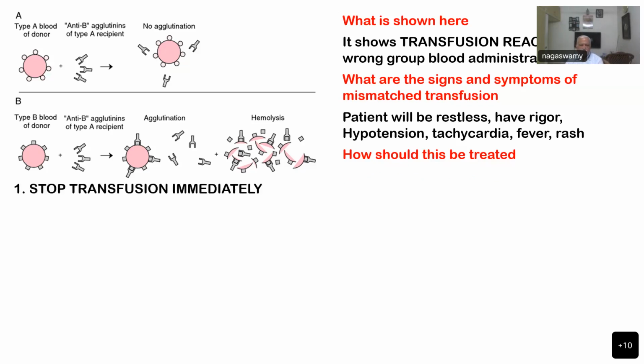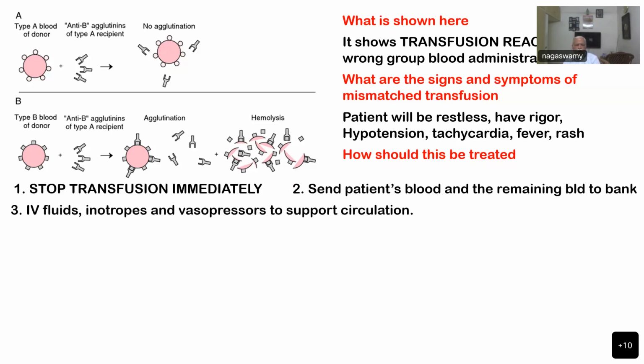Stop transfusion immediately. That's the first and foremost treatment. Second, send the patient's blood sample and the remaining blood in the bottle back to the blood bank. That is the second thing you have to do. So take a patient's blood sample and whatever blood is left in the transfusion set, you send it back to the blood bank. Give IV fluids, inotropes and vasopressors if there is hypotension and hemodynamic instability.